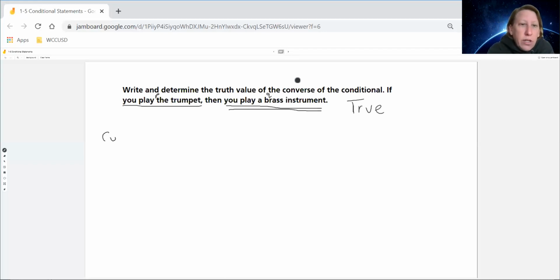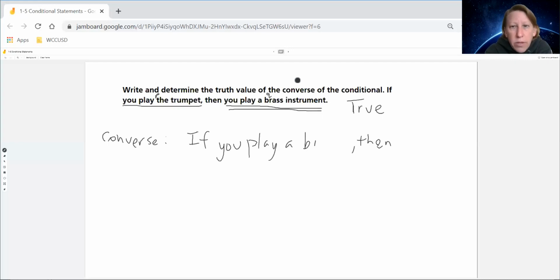Now, if I'm going to write the converse, it's still going to have the if, and it's still going to have the then. But the middle part is going to get switched. So if you play a brass instrument, see how I put that first? Then you play the trumpet.